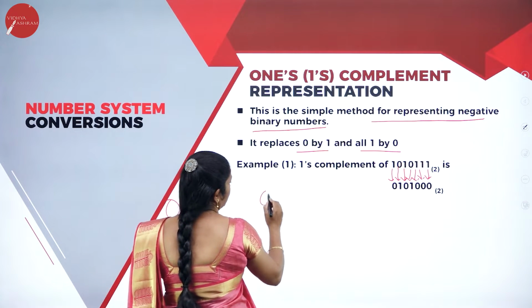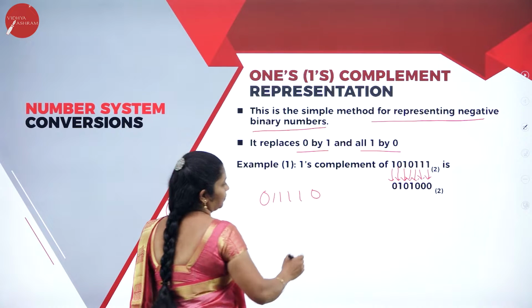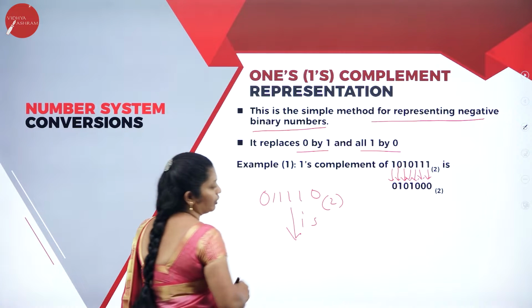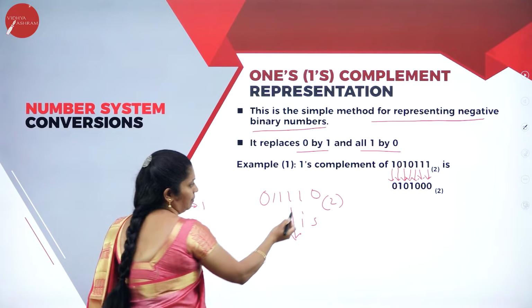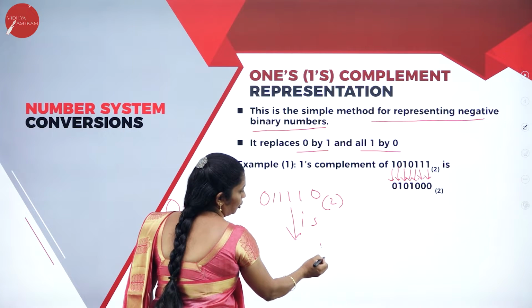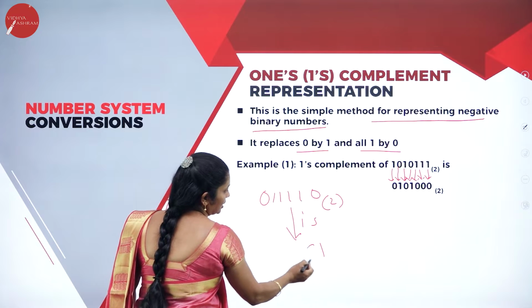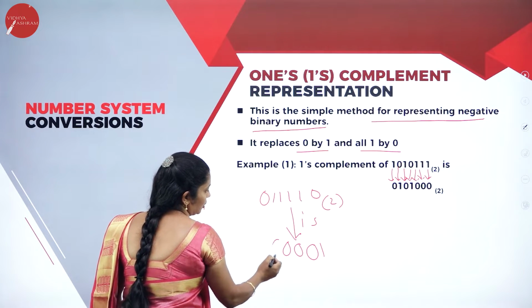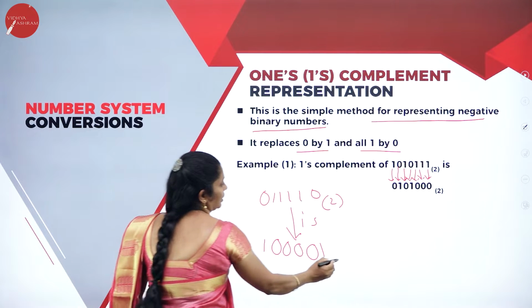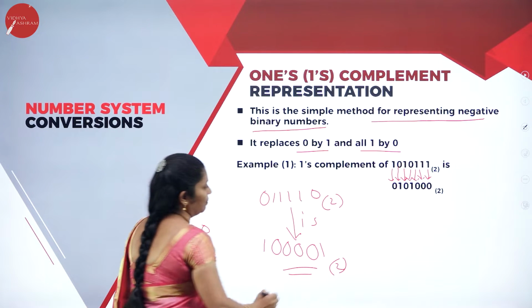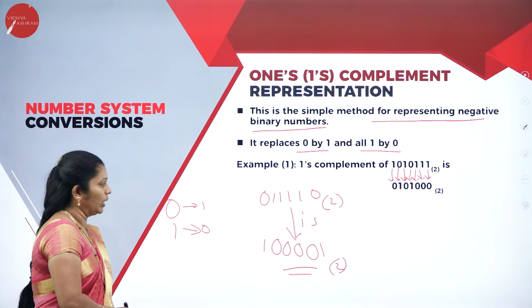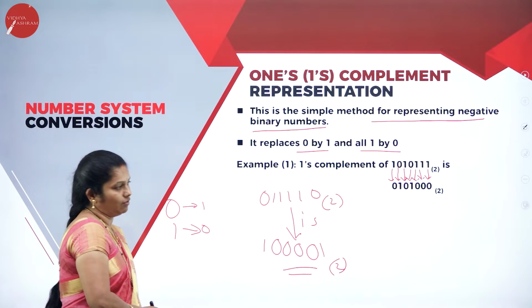That is nothing but ones complement. Consider one more problem: 0, 1, 1, 1, 0. This is a binary number. How to find the ones complement of the given number? Just replace. Here we have 0, then write down 1. Here 1, 0. Here 0, here 0, last one 0. And here we have 1. This is the ones complement of the given number.